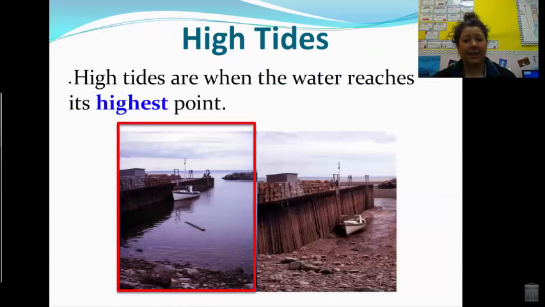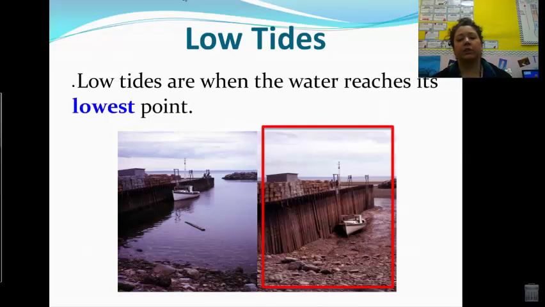Okay, so a high tide is when the water reaches the highest point. So you can see in this first picture that's got the red, you can see the water's coming all the way up to the dock area. But then when we have low tide, that's when the water reaches its lowest point. So you can see this is the same exact area as over here, but this is during low tide, so the water's not reaching all the way up to the dock.